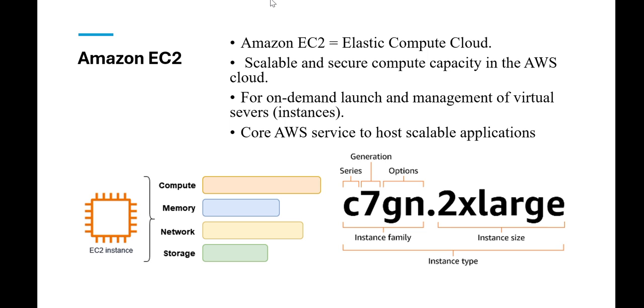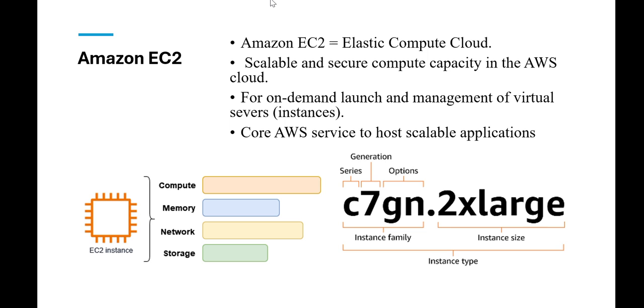Understanding what an Amazon EC2 instance is. EC2 stands for Elastic Compute Cloud, and it is the foundational service in AWS that gives you virtual servers, also known as instances. Amazon EC2 is scalable and secure compute capacity in the AWS cloud for on-demand launch and management of virtual servers, a core AWS service to host scalable applications.